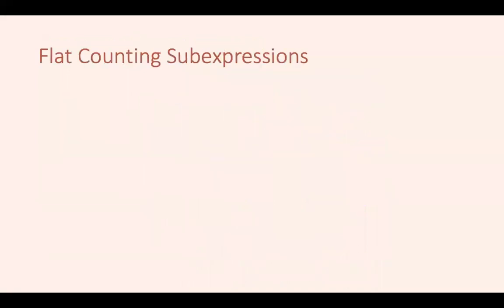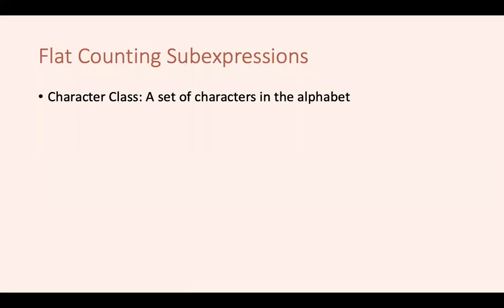So we will talk about certain classes of ambiguous expressions which are somewhat more interesting. And this particular class is called flat, or I call it flat. And some terminology first. So a character class is basically like a predicate on the alphabet. It's like a set of characters.